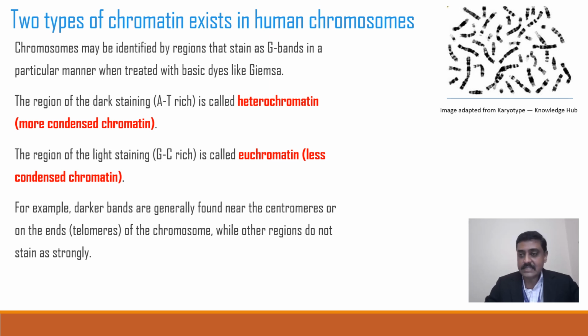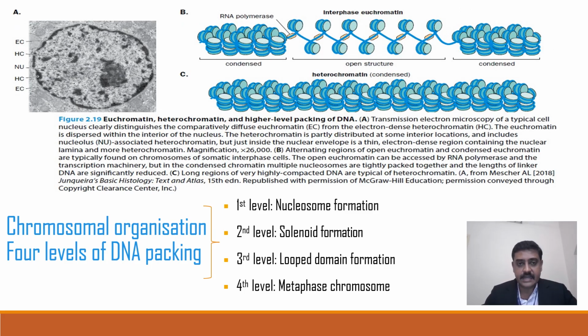The darker bands can also be observed near the centromeres as well as the telomeric ends of the chromosomes. The less dense and the more condensed regions represent the euchromatin and the heterochromatin respectively. You can observe here in figure A, which represents the TEM image, the presence of euchromatin, the less dense regions, and the darker condensed regions representing the heterochromatin as well as the nuclear heterochromatin regions.